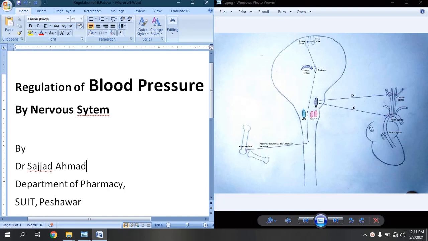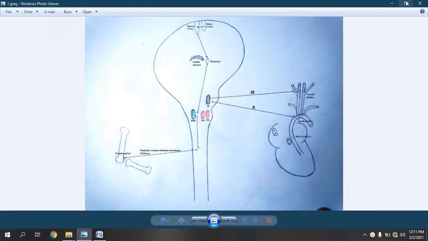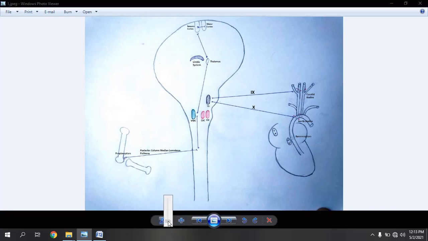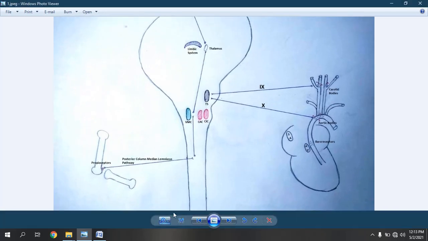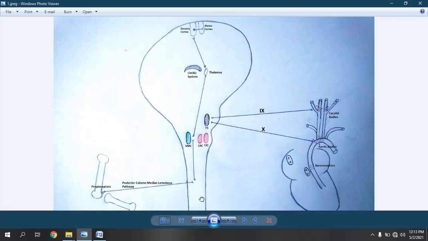Bismillahirrahmanirrahim. Today we are going to learn about the regulation of blood pressure by the nervous system. To know about the regulation of blood pressure, we are going to the first slide. In this slide, we can see various elements. We are going to discuss each and every one number by number.